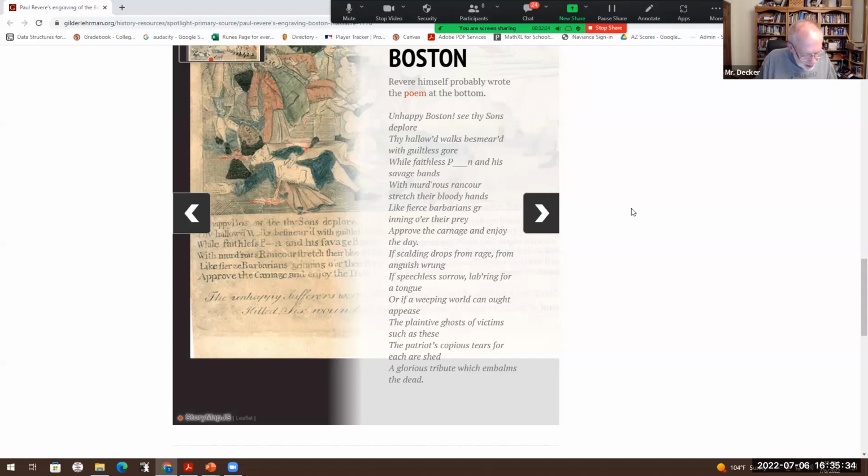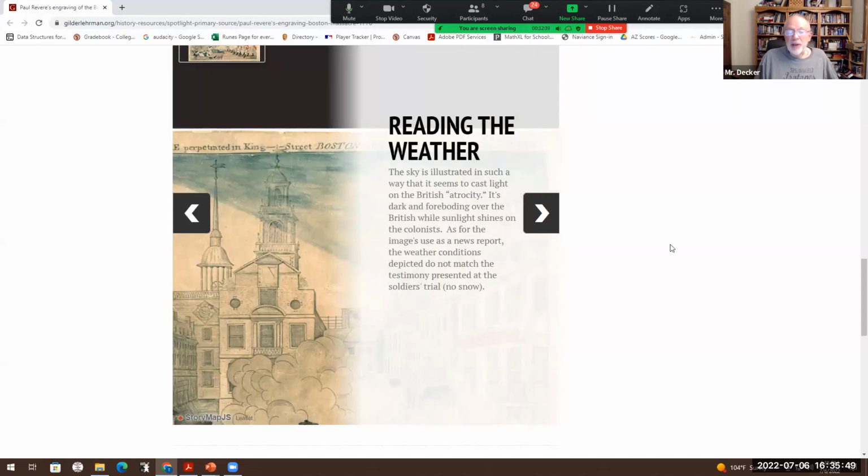They only mention a few of the lines in the art resource guide on page 74. So we've gone through more here than they actually list. The sky is illustrated in such a way that it seems to cast light on the British atrocity. It's dark and foreboding over the British, while the sunlight shines on the colonists. As for the image's use as a news report, the weather conditions depicted do not match the testimony presented at the soldiers' trial.